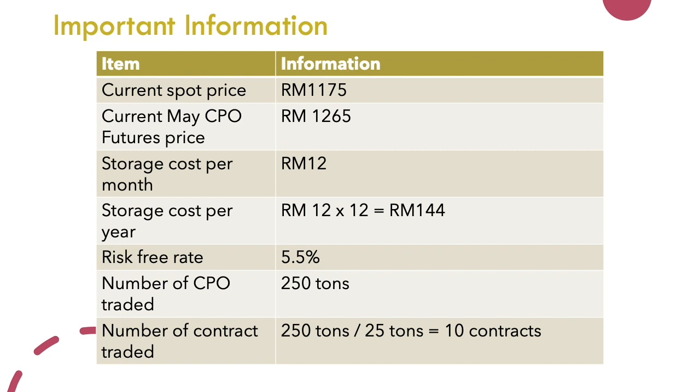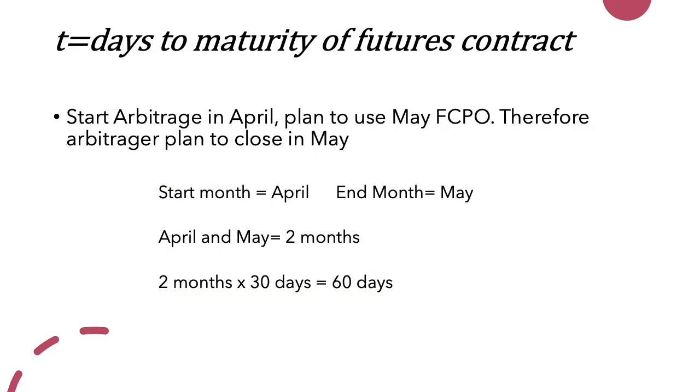The risk-free rate given is 5.5%. The amount of crude palm oil is 250 tons. So we can calculate the number of futures contracts: 250 tons divided by 25 tons, because 25 tons is the contract size for FCPO. That means you need to use 10 lots of contracts for crude palm oil futures.